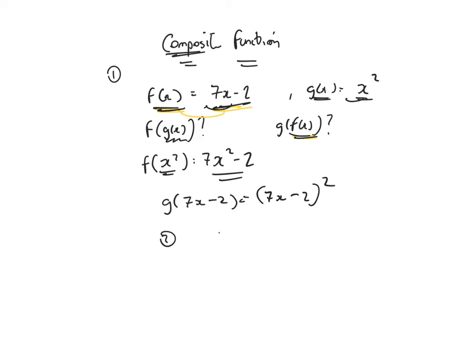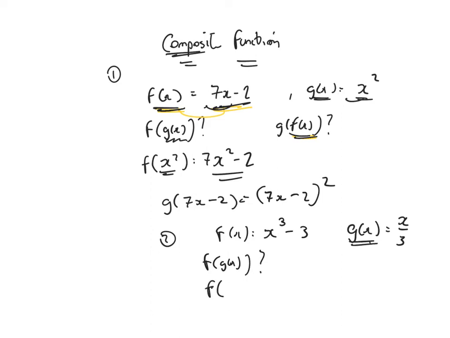Example 2. We've got f of x equals x cubed minus 3 and g of x equals x over 3. We're going to find f of g of x. g of x is x over 3, so that's f of x over 3. What does the f function tell us to do? Whatever's in the bracket, you write it down, you cube it, and you take away 3.